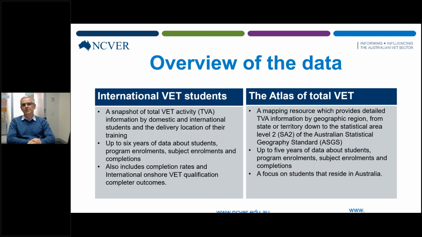A mapping resource, the Atlas of Total Vet, that's a mapping resource which provides detailed TVA information by geographic region at the state and territory level down to the statistical area level 2 of the Australian Statistical Geography Standard. And so this one's got 5 years of data about students, program enrolments, subject enrolments and completions, with a focus on students that reside in Australia.